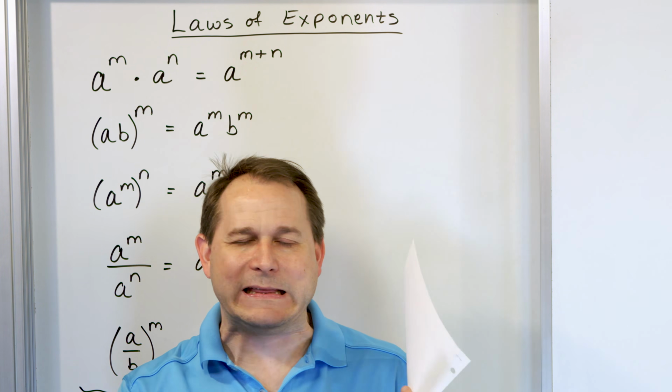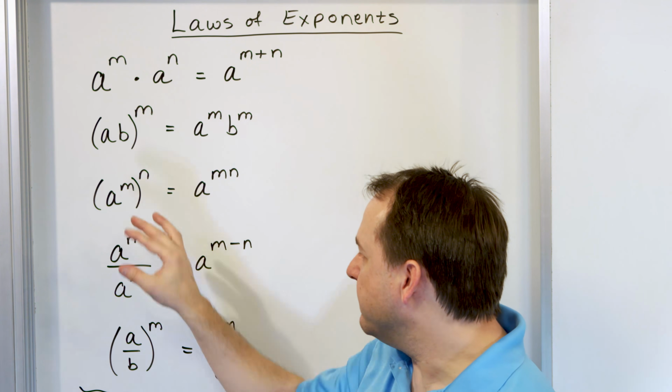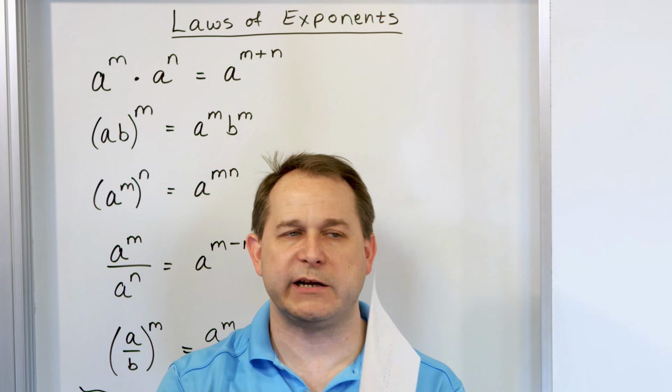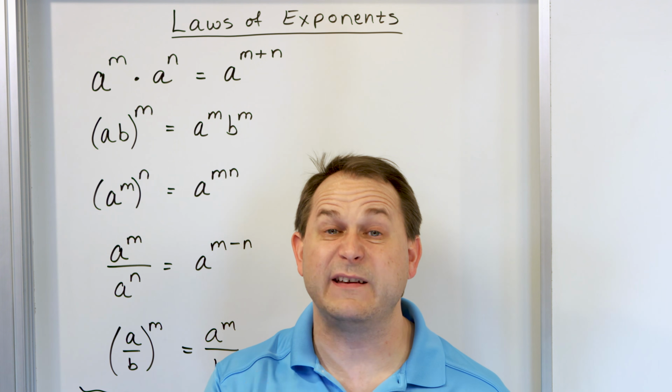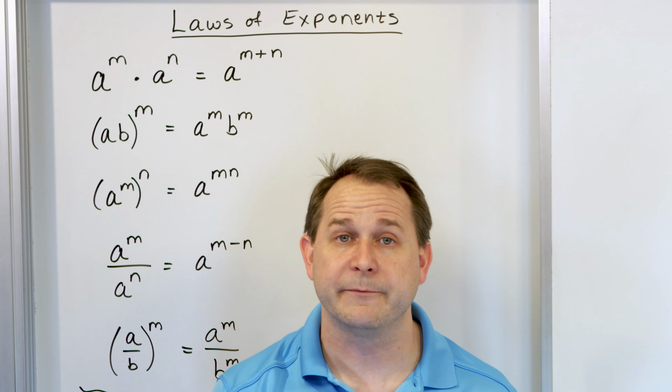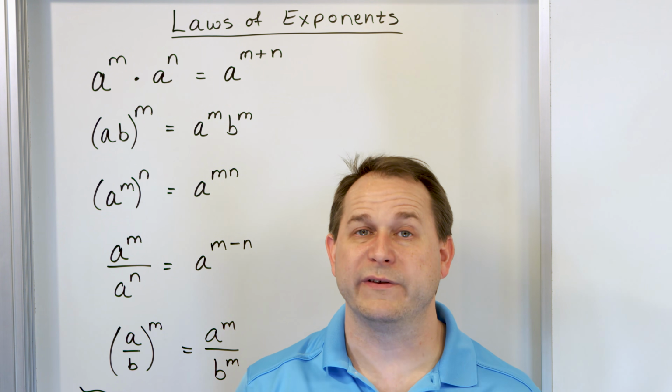They're not going to write anything with numbers. They're going to write it with A's and B's and M's and N's because it's general and it applies to everything. But what I want to do is go down each one of these laws and show you specific examples. I'm going to show you an example with numbers, and I'll also show you an example with some variables.